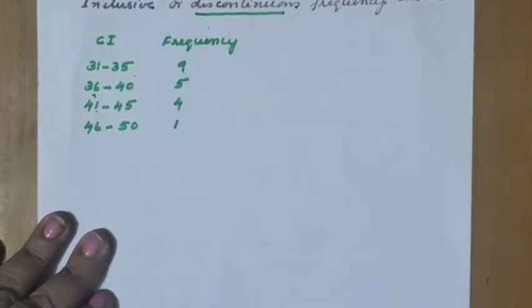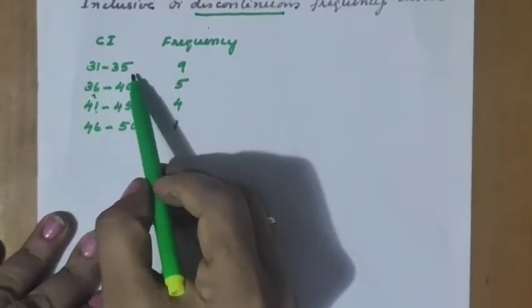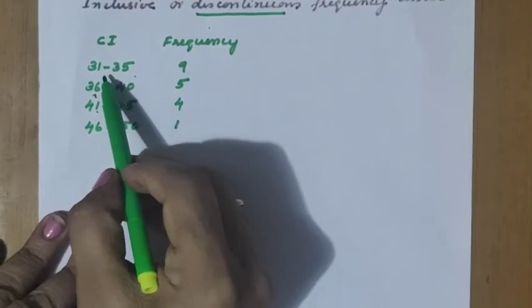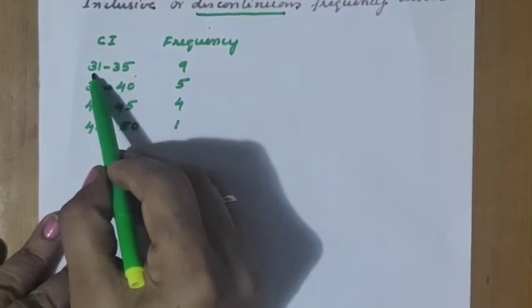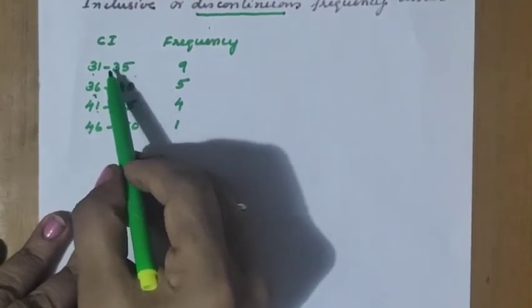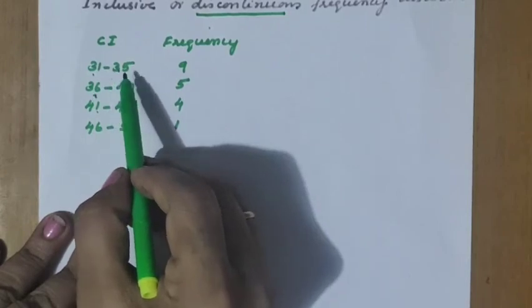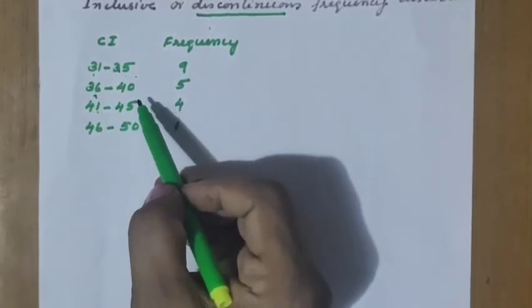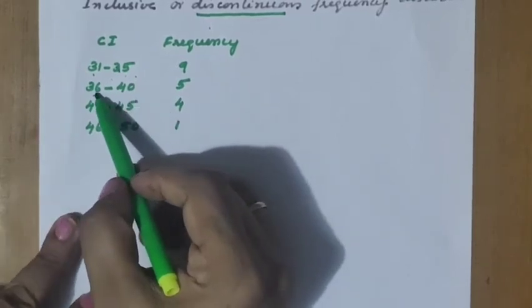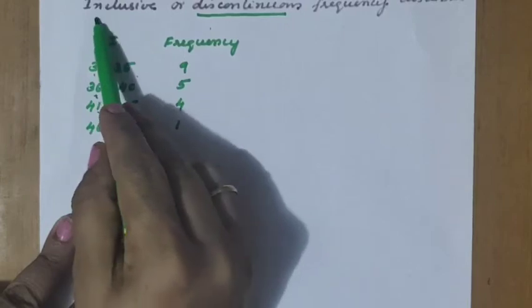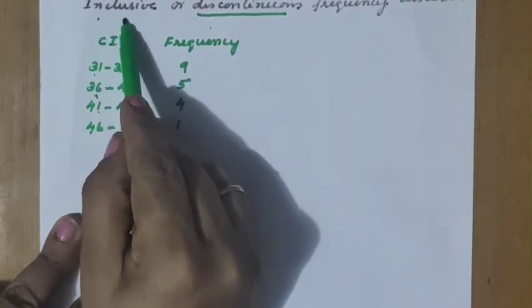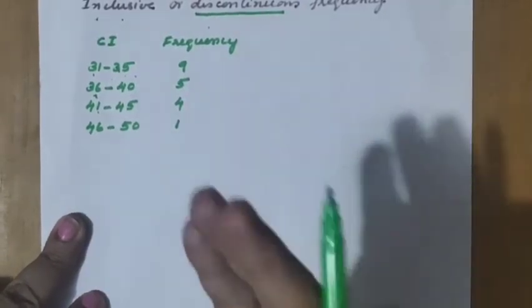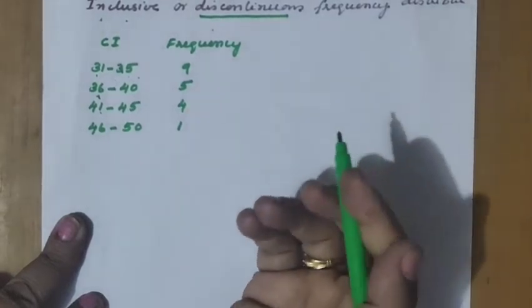What is the meaning of inclusive? When we are talking about a class interval like this, the meaning is that the lower limit 31 and the upper limit 35 are also included here. The counting will take place here only, and here also, 36 to 40, the scores will be counted here only. 36 is also included, 40 is also included. That is why we are telling that it is an inclusive frequency distribution table or a discontinuous frequency distribution table.